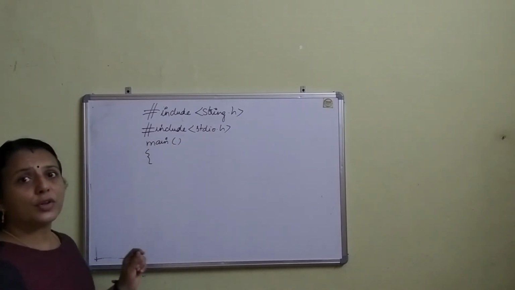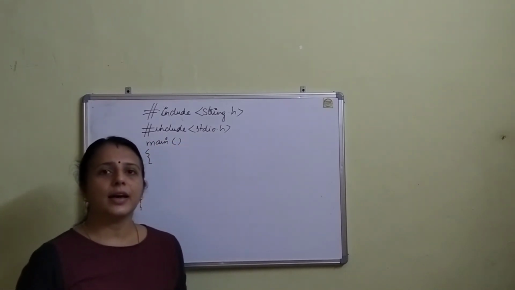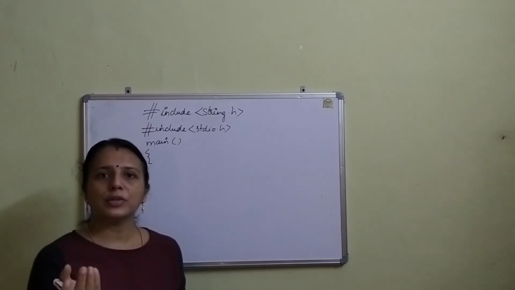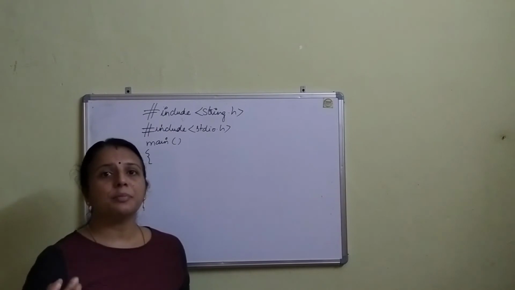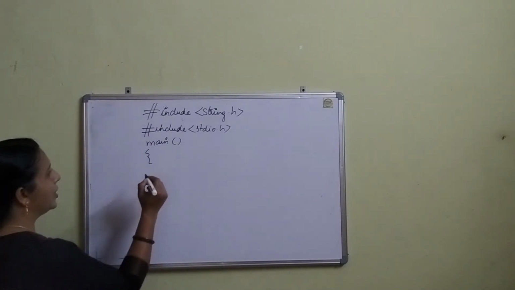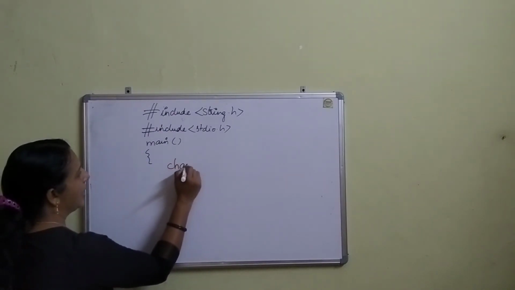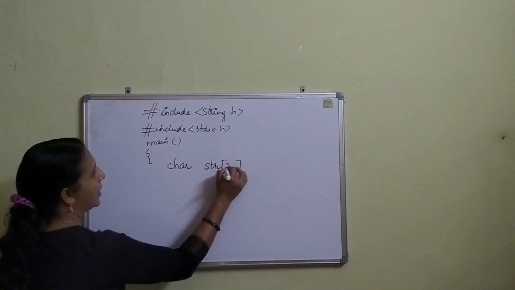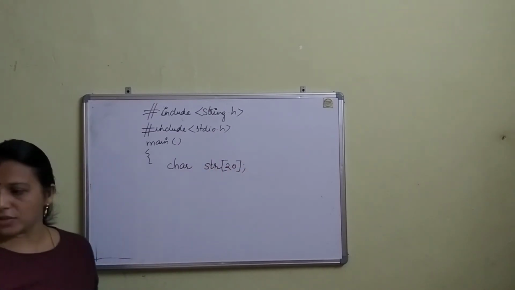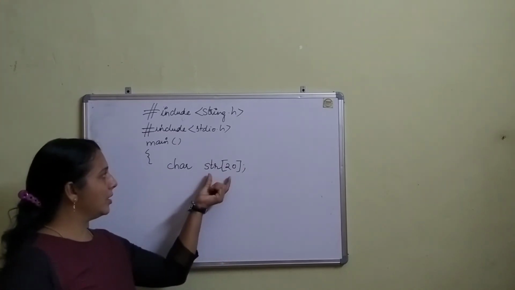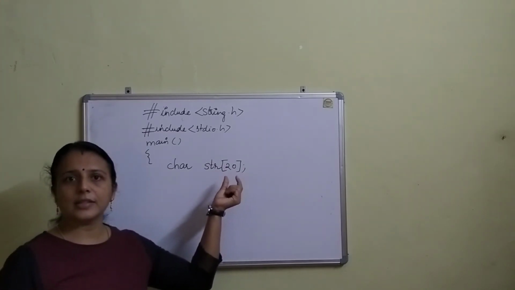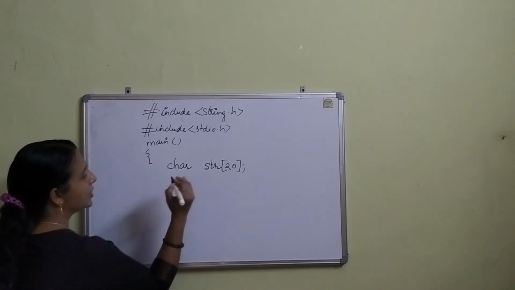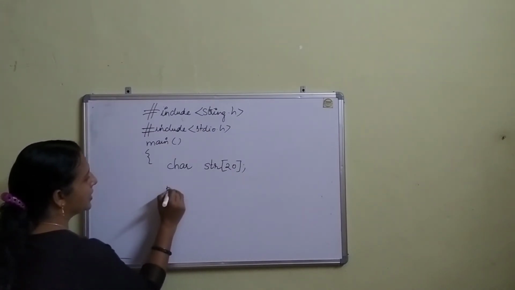Now your main program starts here. And now what you have to do is declare a character array where you are going to store the string inputted by the user. Suppose you declare a character array, char str[20]. The size of the character array is 20.